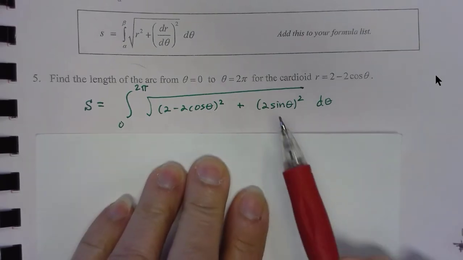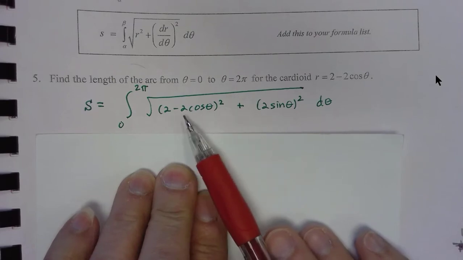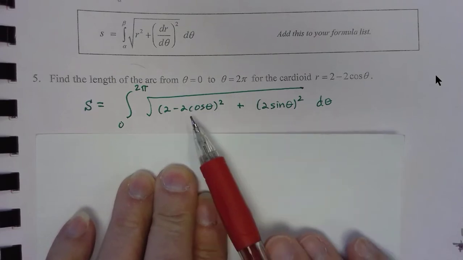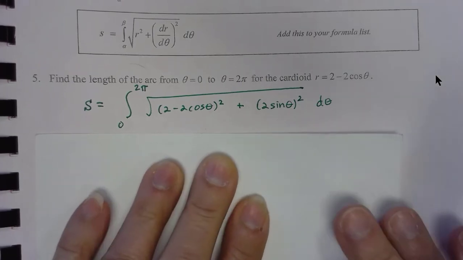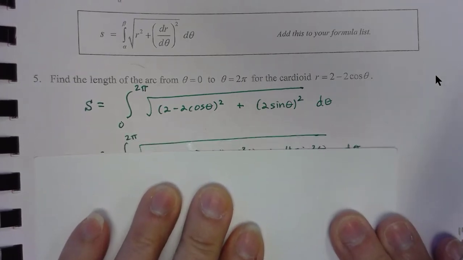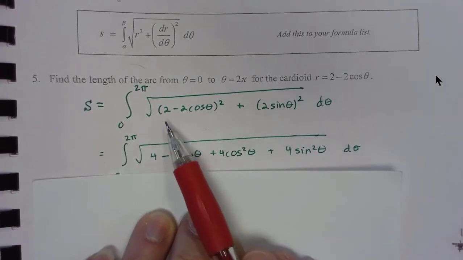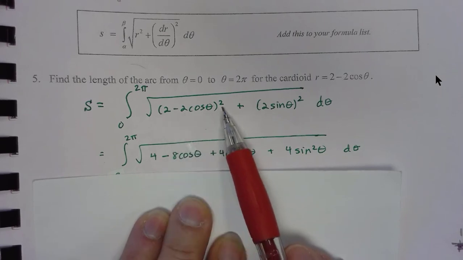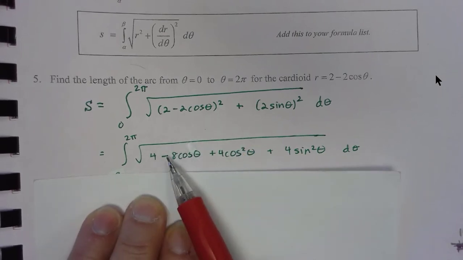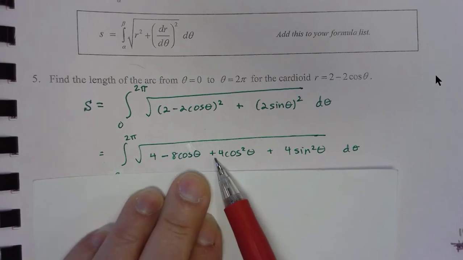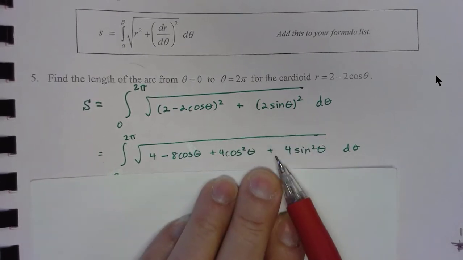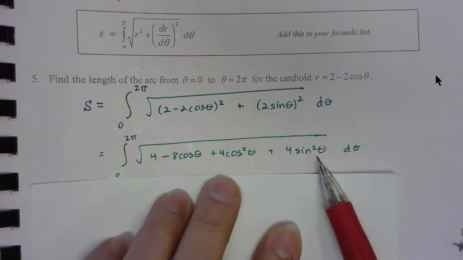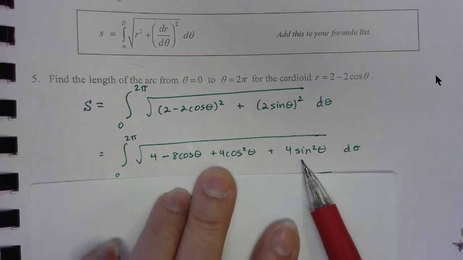By the way, the square root of this squared plus this squared is not 2 minus 2 cosine theta plus 2 sine theta. That's very bad math. That is not that. We're going to do the work. 2 minus 2 cosine theta squared gives me 4 minus 8 cosine theta plus 4 cosine squared theta. Squaring this gives me plus 4 sine squared theta. I can factor out a 4 and I get a 1 there.